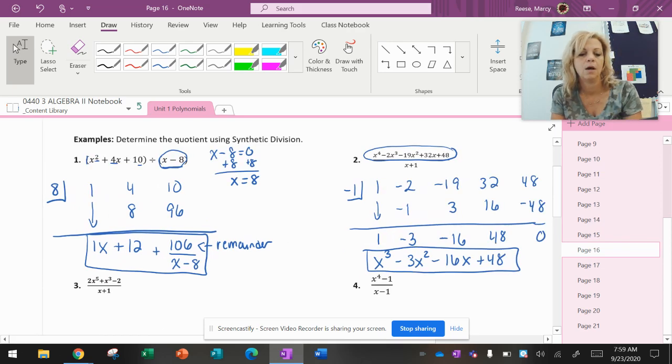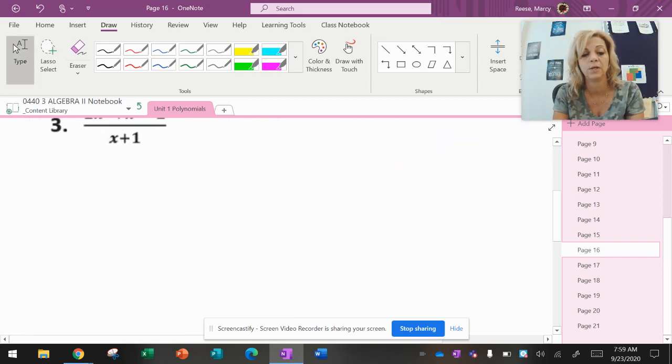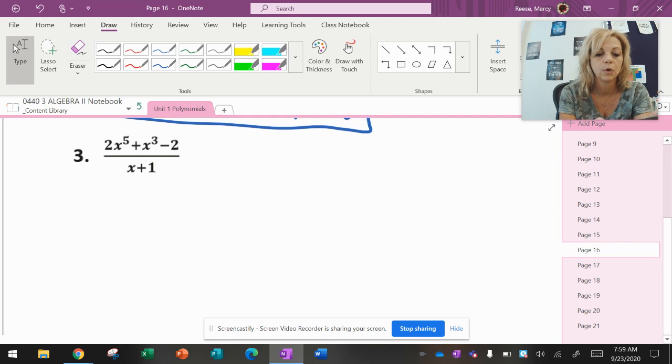We had a squared, an x, and a constant for the first one. And then for the second one we had x to the 4th, x to the 3rd, x to the 2nd, x, and 48. It was going in descending order and we didn't skip any, but look at this one here. So right here I've got x to the 5th, I'm missing x to the 4th, and I'm missing x to the 2nd. So we're going to put placeholders just like we did before.